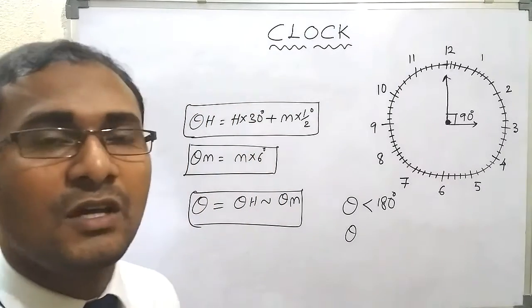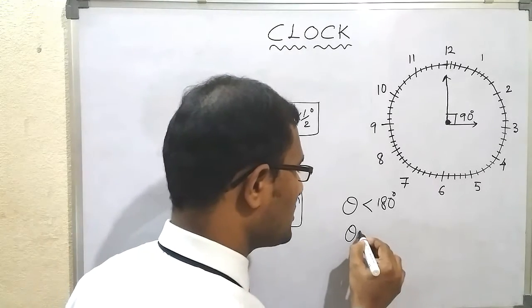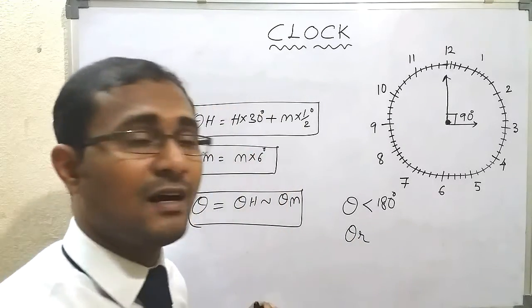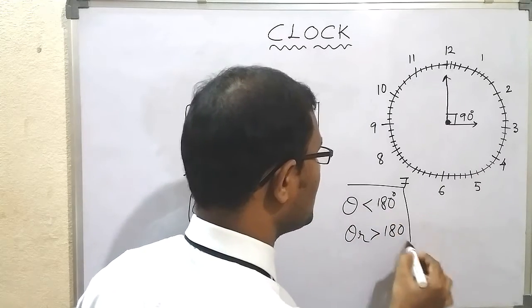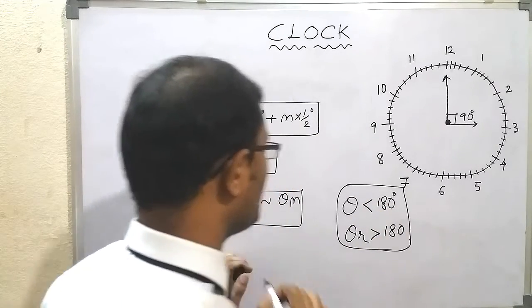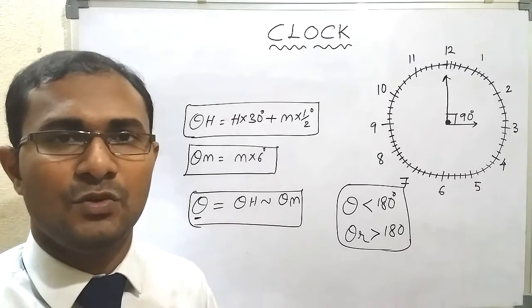And sometimes they will ask you the reflex angle also. The reflex angle is denoted with theta r. This value should be always greater than 180 degrees. This condition you have to remember. By using this formula we can answer the theta value.